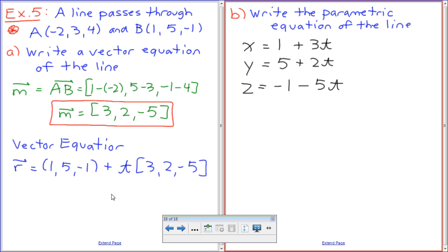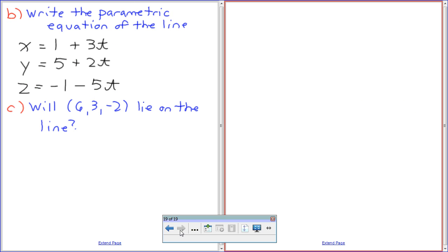Part C. Says, will 6, 3, -2 lie on the line? Okay, so for this one, can someone be brave and let me know how I would do this? Go ahead. Sub 6 into the x, 3 into the y, negative 2 into the z, in the parametric equations. Compare the two. Very good.